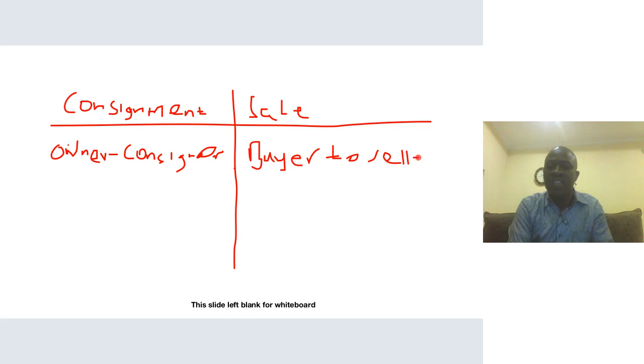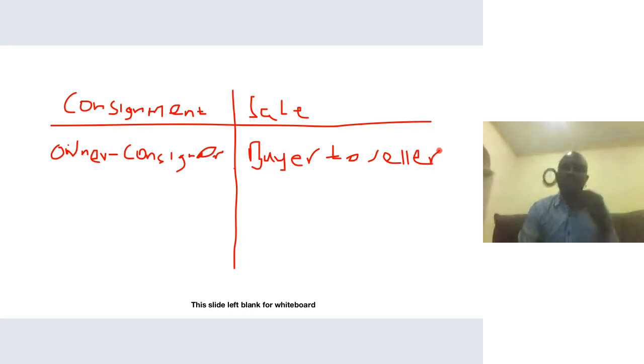So that is the first ground in which the consignment and the sale are different. Number two is that the consignor and the consignee have a principal agent relationship. But for the sale, on the other end, the buyer and the seller have a creditor-debtor relationship. That is the second ground in which the consignment and the sale are different.